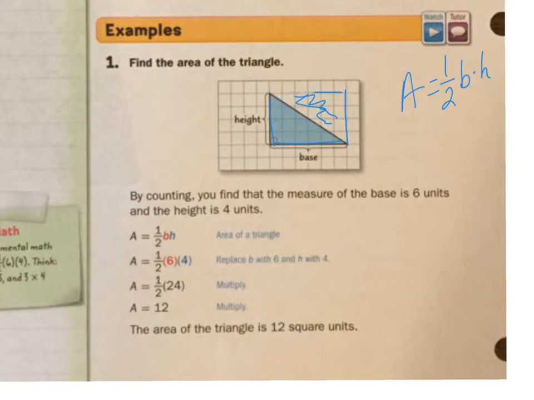I'm going to erase this other triangle that we did because we don't need that. You can just see how that congruent figure forms a parallelogram. The base is 1, 2, 3, 4, 5, 6 units. So the base is 6. The height is 1, 2, 3, 4. It's 4. So I do 6 times 4. That gives me 24. And 24 times 1/2 is 12. The area is 12 units squared.